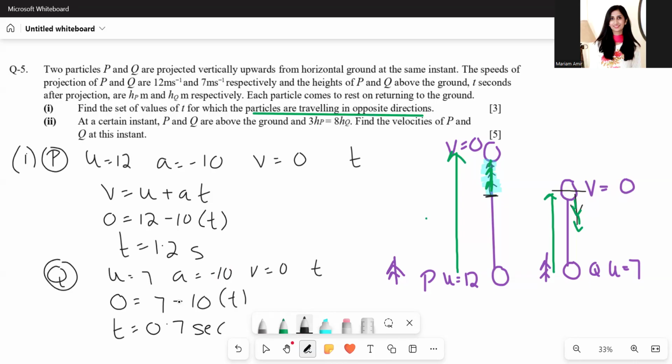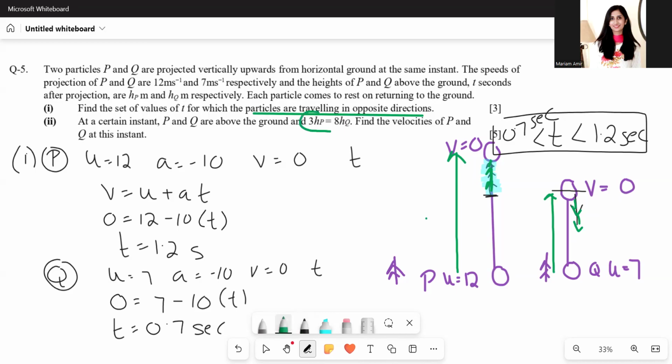So the question asked: find the set of values of t for which the particles are traveling in the opposite direction. So the answer should be t is between 0.7 seconds and 1.2 seconds. This would be the answer for part 1. Part 2 says, at a certain instant, P and Q are above the ground, and this equation holds true: 3 times hP equals 8 times hQ. hP and hQ are the distances traveled by P and Q. Find the velocities of P and Q at this instant.